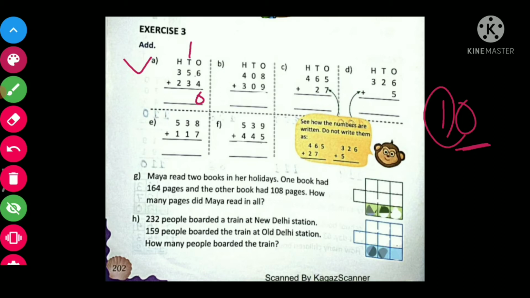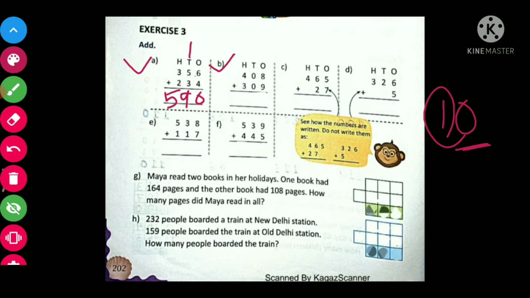So now 1 plus 5, it will be how much? 6. 6 plus 3, 9, right? Now see, in 100 place 3 plus 2, it will be how much? 5. So our answer will be what? 590.